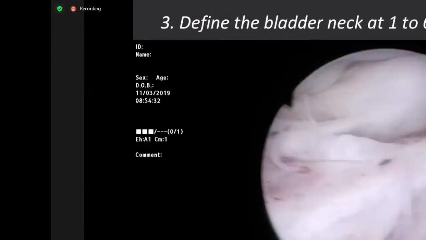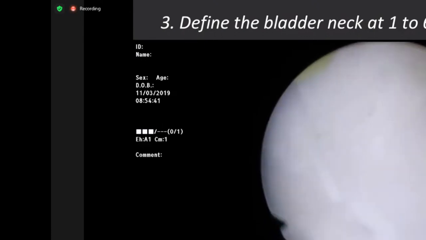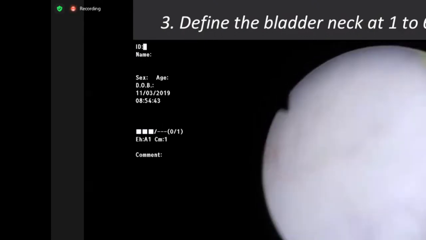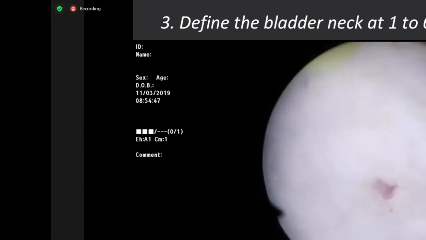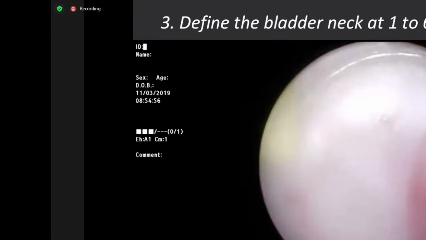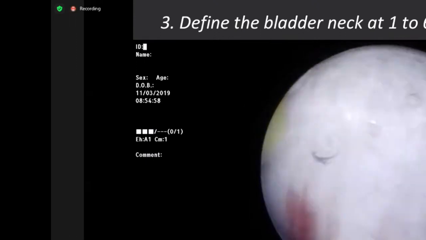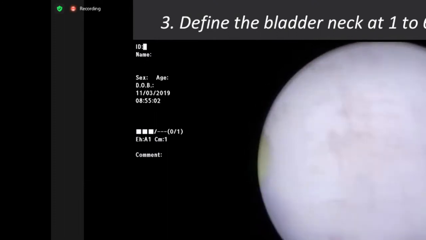So this part, I'm going to show you what I think is the most important step of the procedure, which is to define the endpoint, reaching the bladder neck safely. And as you can see in this enucleation, again, we go up, always aim at the 1 to 2 o'clock position because I believe this is the easiest area. When you start to see big vessels like this, again, it's usually a good sign because they tend to occur when you go near the bladder neck area.